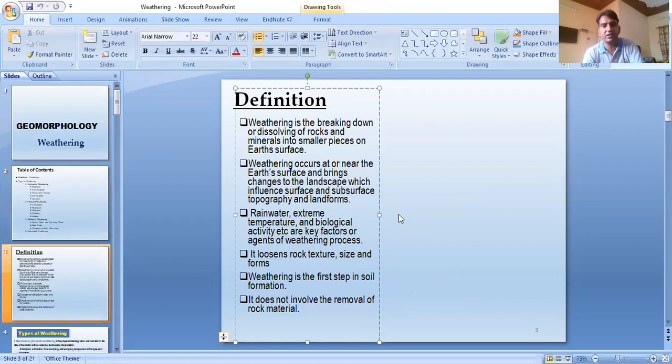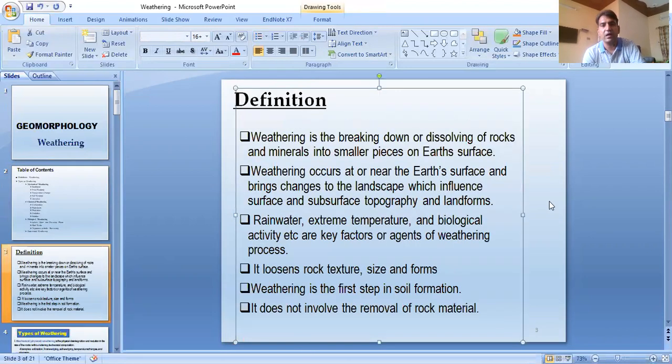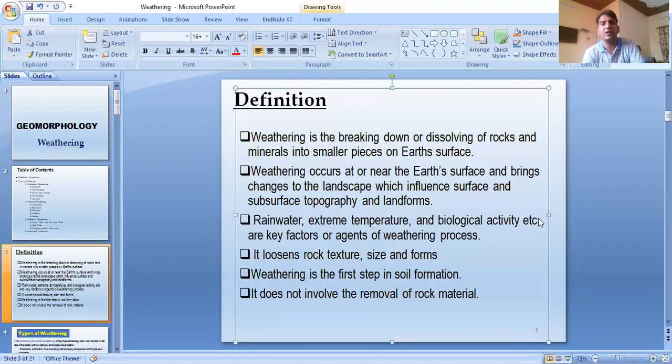So let's go to the definition of weathering. Weathering is actually the breakdown or dissolving of rocks and minerals into smaller pieces. Our surface is made of different rocks. When these rocks are broken down or dissolved into smaller pieces, this process is called weathering. Weathering is a long-term, continuous process. It is happening all the time on the surface of Earth.